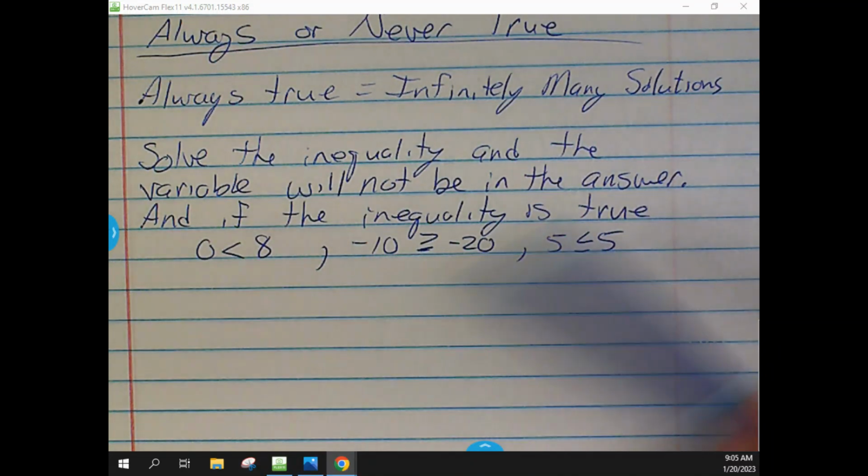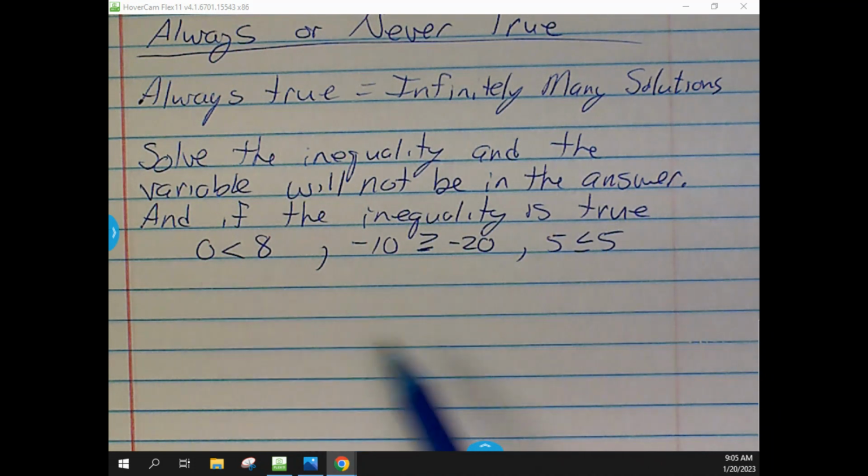So as long as if you solve this thing out and you get an inequality that's true, 0 is less than 8, -10 is greater than or equal to -20. You get something, you look at it and go, well, yeah, that's true. Then it's going to be always true.